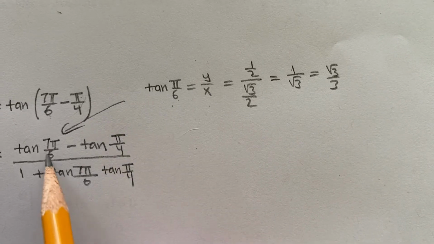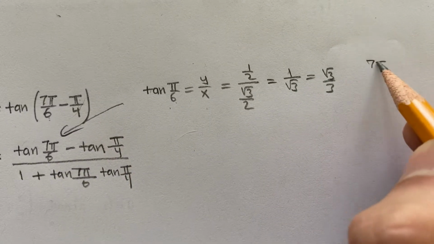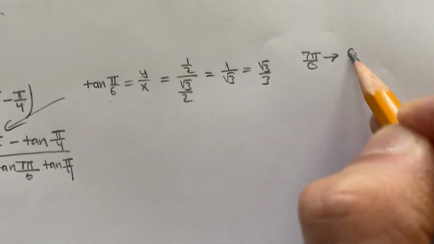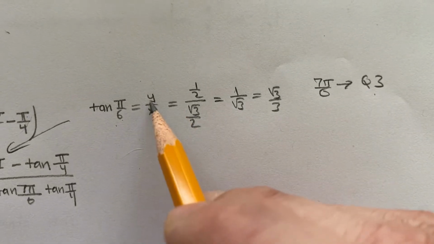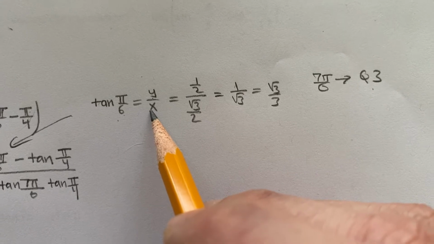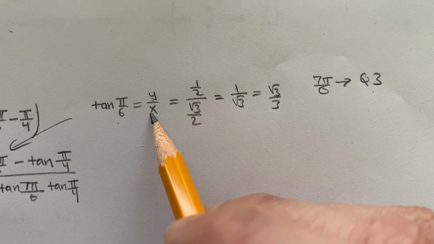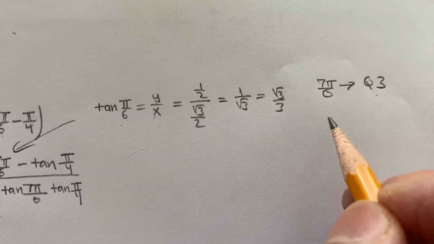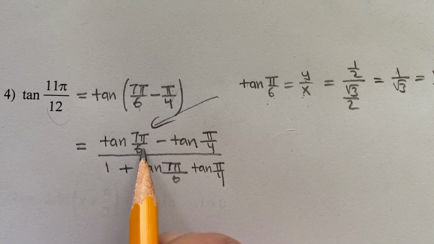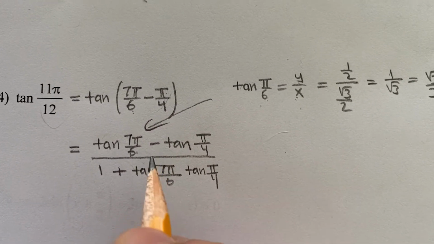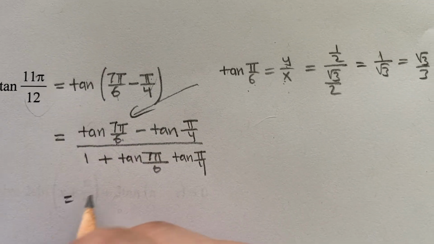But I want the tangent of 7 pi over 6. 7 pi over 6 is in quadrant number 3. The tangent, the ratio of y to x in quadrant 3, is still going to be positive. Negative y over negative x is still positive. So likewise, the tangent of 7 pi over 6 is just root 3 over 3. Okay, a little bit of unit circle stuff. So we're going to get root 3 over 3.